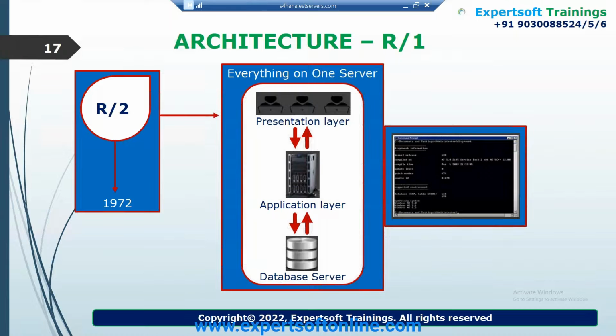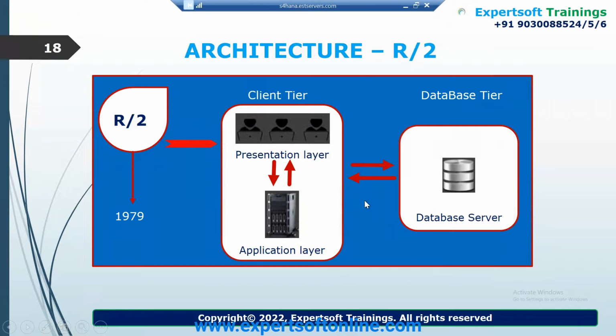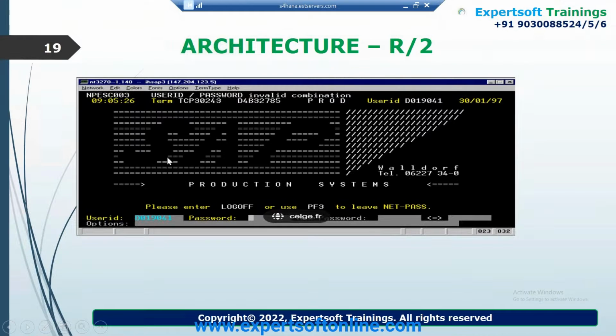So they came with a different approach with R2. They differentiated the database, but they kept the presentation and application layer in one place. Differentiating this helps them to understand where the issue is, whether the database is not performing or the application is not performing. But still you cannot differentiate between the issues of the presentation layer and the application layer. This also used to work on a black screen like this. You have to put the user ID, password, and then go. It's very hectic and not friendly at that point of time.